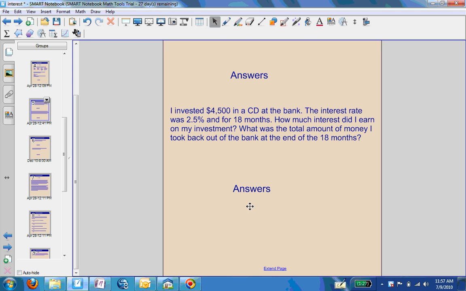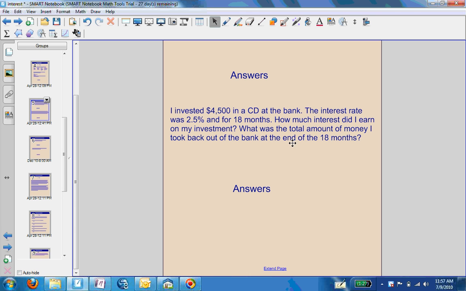Now, here's an example where we're actually putting money in a bank. So I invested $4,500 in a CD at the bank. A CD is a certificate of deposit. It's a type of savings at the bank. The interest rate was 2.5% and for 18 months. Now notice this is months, it's not years, so we need to put 18 over 12.